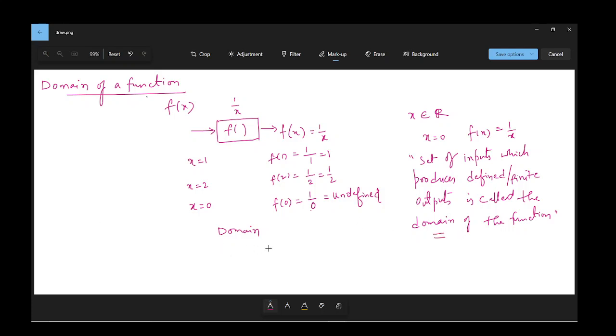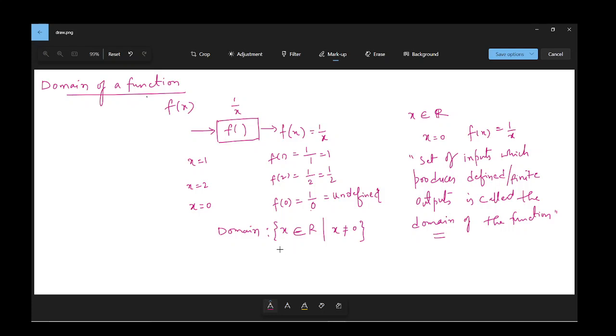So for this example, we can write the domain as x, where x can take any value in the real numbers except x is equal to 0, and we can put it inside a set. Any number you take will produce a finite output, but for 0 it will fail to produce the output. So 0 will not come inside the domain.